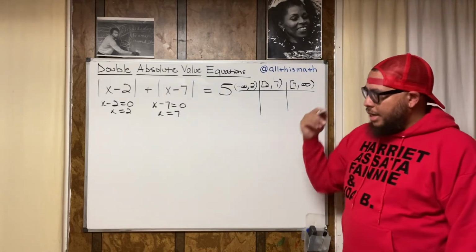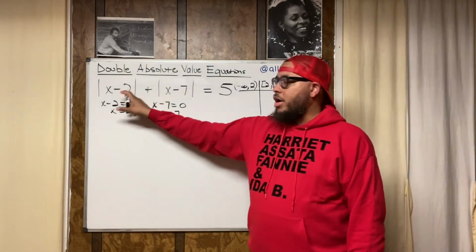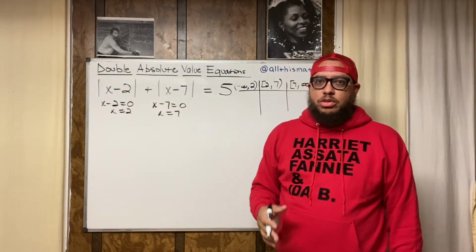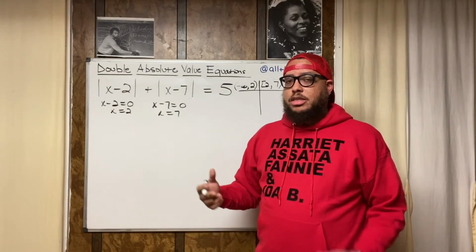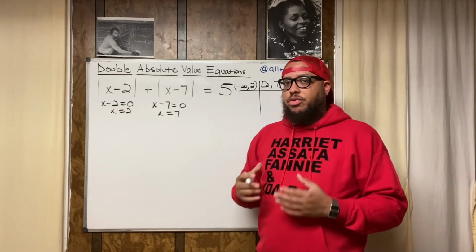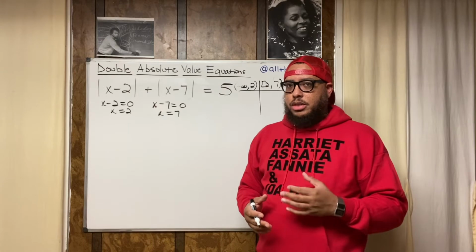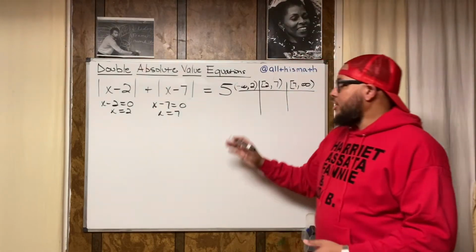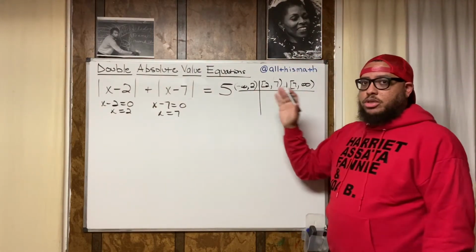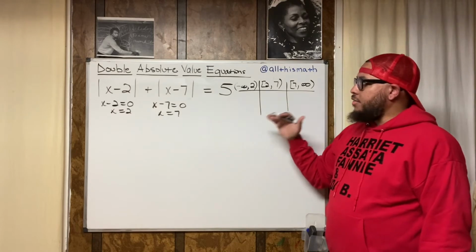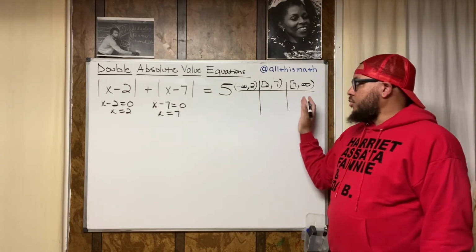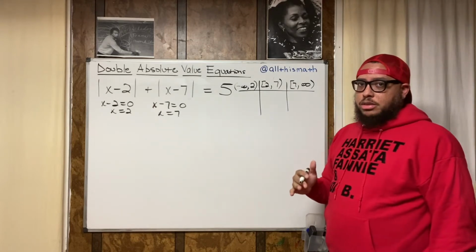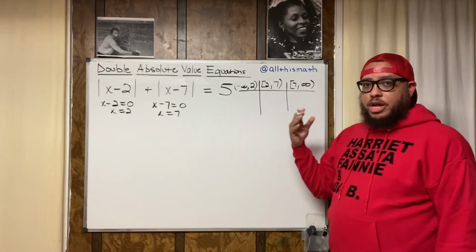All right, next step. We got to look at our absolute values. So what we want to know is when we rewrite our equations, because ultimately we're going to create 3 equations. Why 3 equations? Because we got 3 intervals. So when you're doing these types of problems, you're going to have as many equations as you have intervals. So since we have 3 intervals, that means we're going to have 3 equations. If we had 4 intervals, we would have 4 equations.